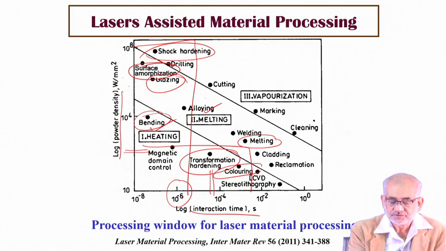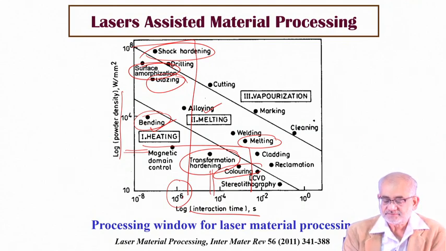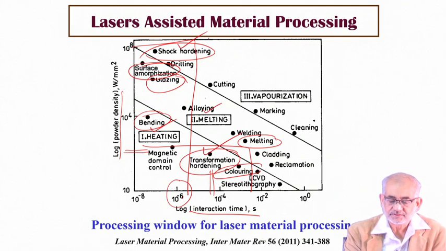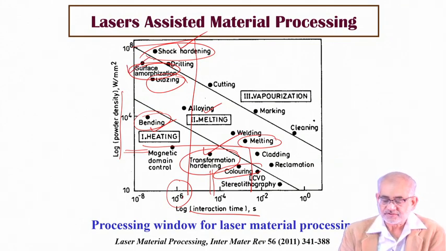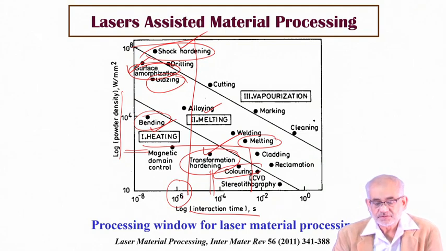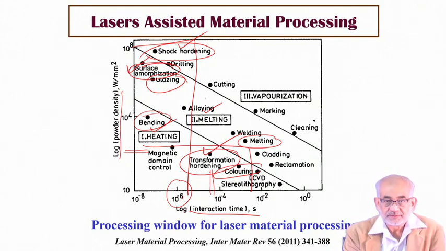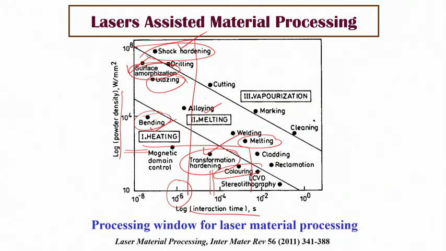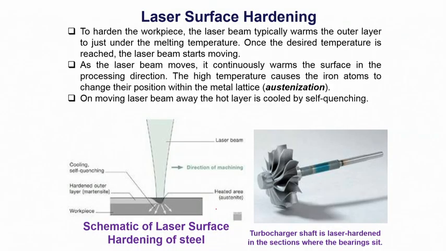So just by controlling power density and interaction time, we can achieve either transformation hardening or shock hardening, or even surface amorphization or various applications like that. So in principle, we must recall that two parameters can be varied independently, the power density and interaction time, and that's exactly what we'll do in order to change the microstructure. So let's take up some examples.